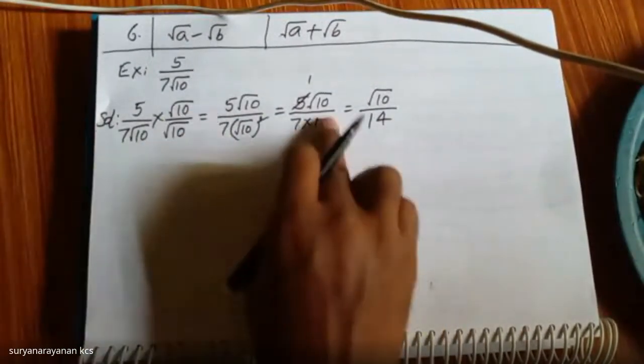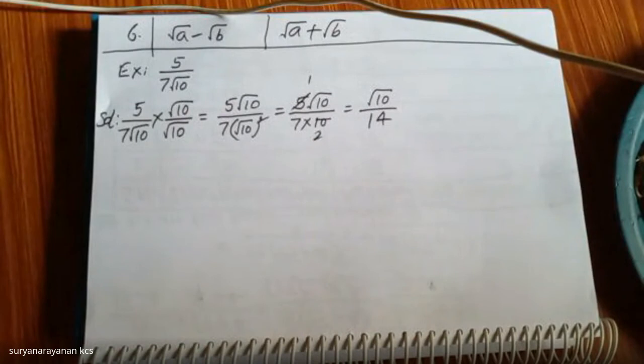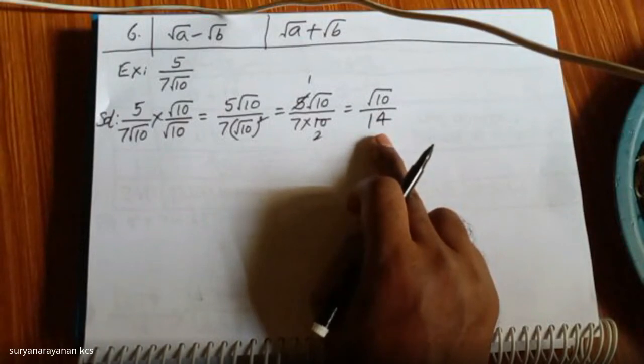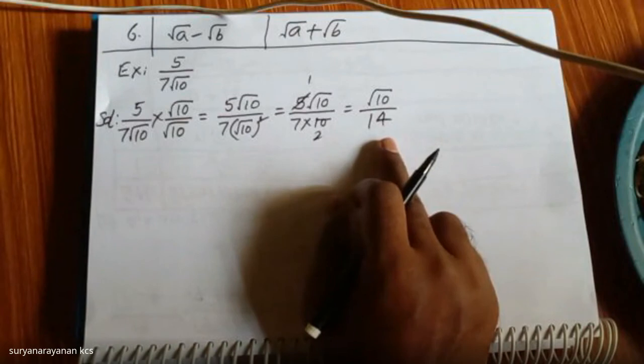After performing this rationalizing factor, what is the denominator in the last step?